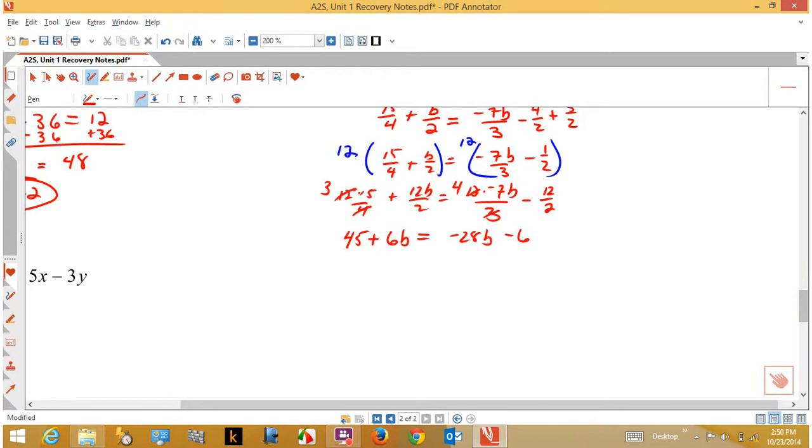If you would stay and work with fractions, there's a lot of opportunities to make errors, and a lot of students can't go all the way through it. So let's combine like terms. If I move this 28, we'll add 28b on this side. We'll add 28b on this side. I'm going to have 34b, 45 plus 34b is equal to a negative 6.